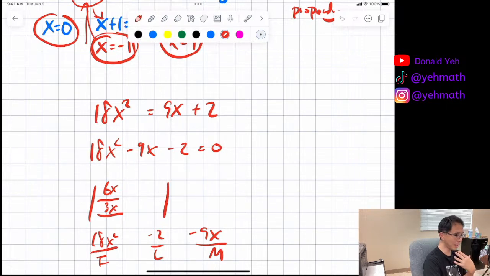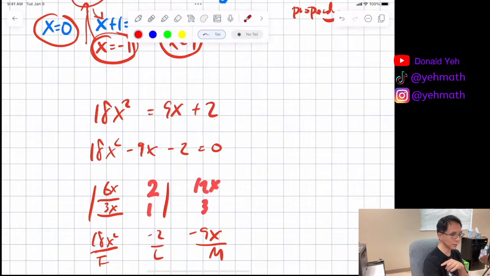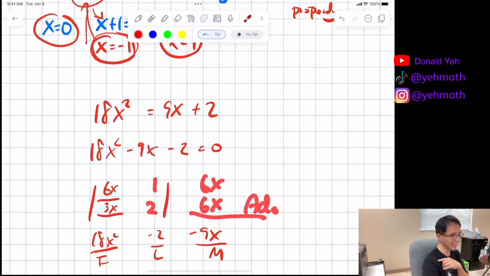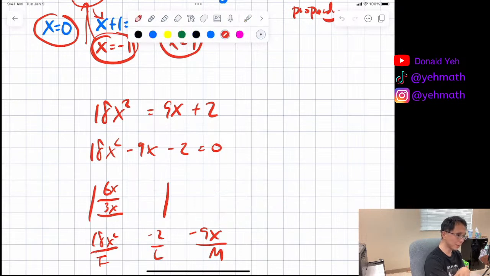For me, if I visualize this inside my head, I say this is 2, this is 1, this is 12x, this is 3x, which might be doable. Now, if I had done the other way, 1 and 2, that's going to be 6x and 6x. It doesn't add up to 9x whatsoever. So the first route is definitely a better choice. So 2 and 1, that's going to be 12x, and that's going to be 3x. But you say, how does that add up to negative 9x?